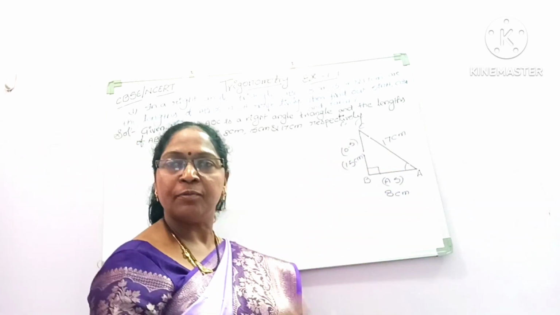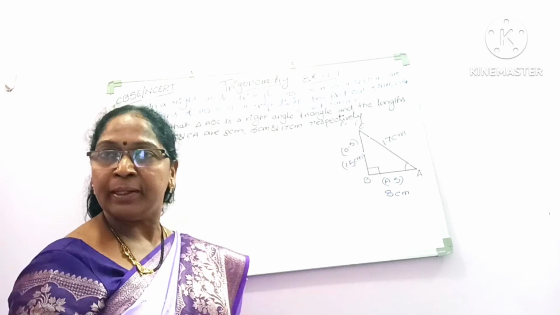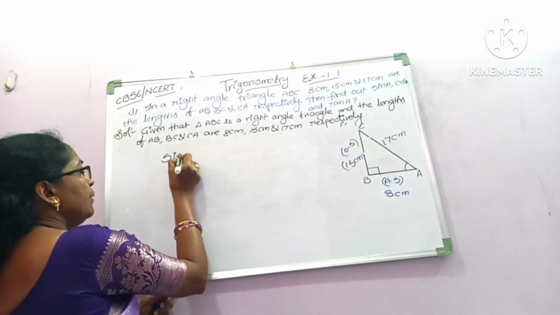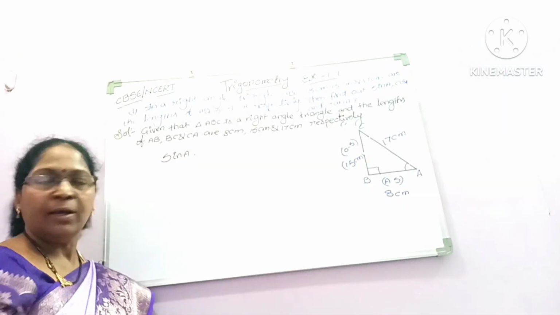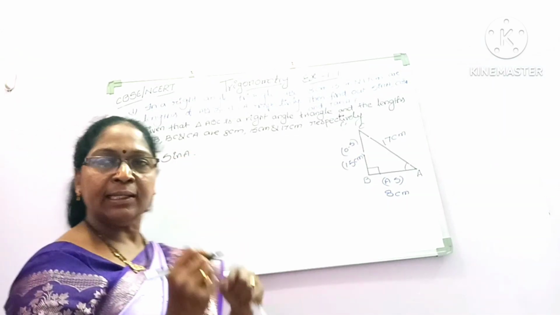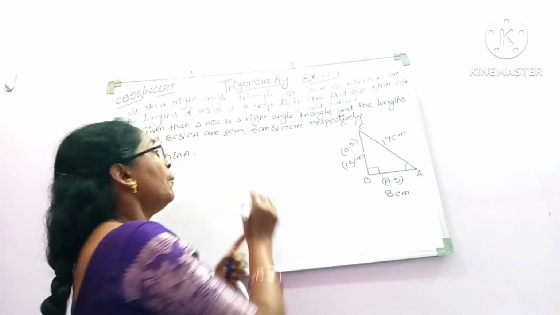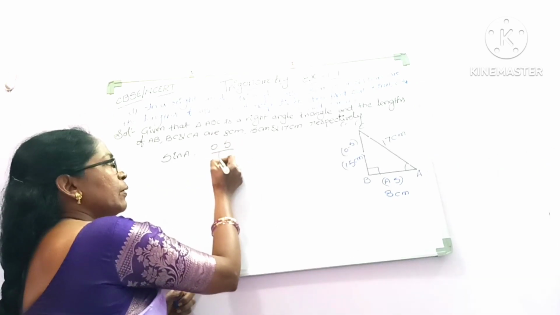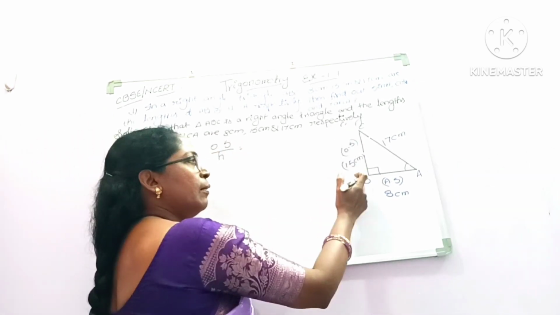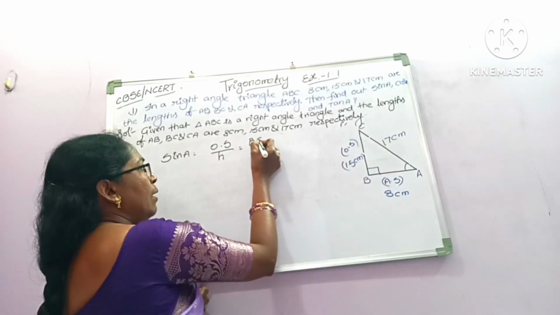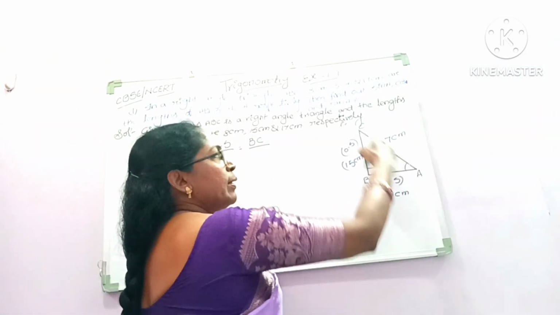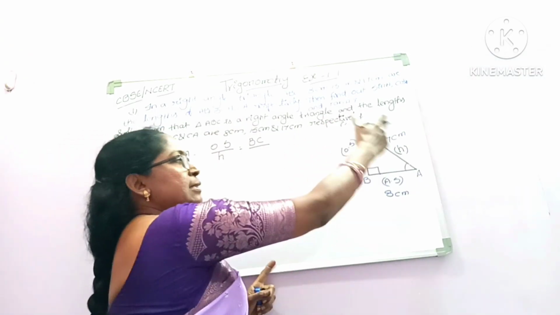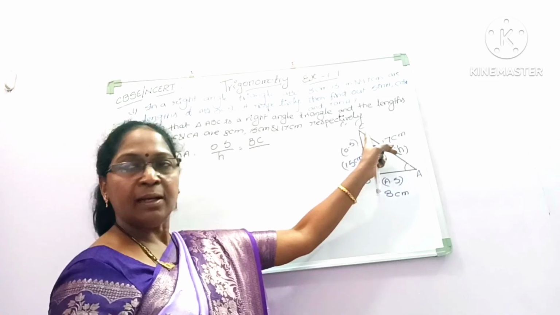Use those sides to find the given three trigonometric ratios or trigonometric functions. What are those? First one is sin A. Sin A or sin theta equals what? What is the formula? Opposite side by hypotenuse. Represent that here. What is the opposite side here? BC. BC is the opposite side, by hypotenuse. What is the hypotenuse here? 17 centimeters. The longest side is the hypotenuse. In this right angle triangle, AC is the hypotenuse.